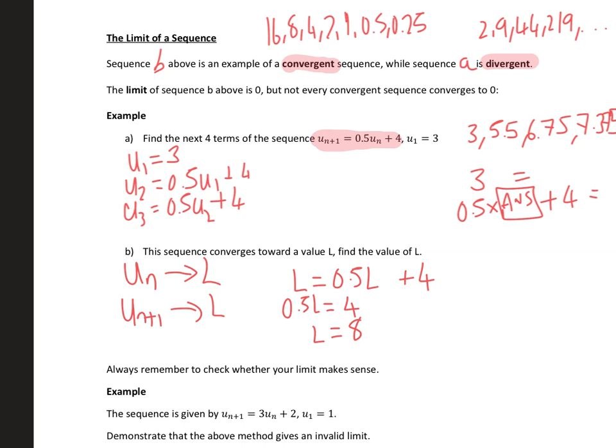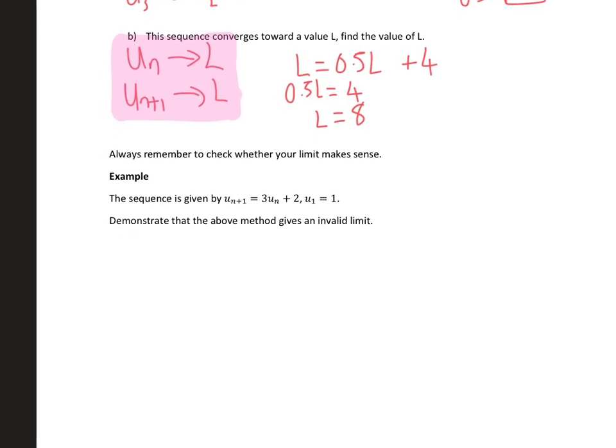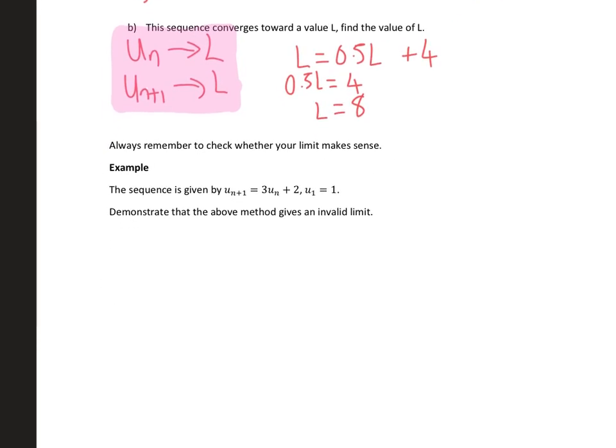Now that little trick we did here, where we turn u(n) and u(n+1) into L, normally works. However, we have to be careful to check that the limit makes sense. In this case, looking at the numbers, the limit did make sense. Let's look at an example where the limit won't make sense. The sequence is given by u(n+1) equals 3u(n) plus 2, and the first term is 1.